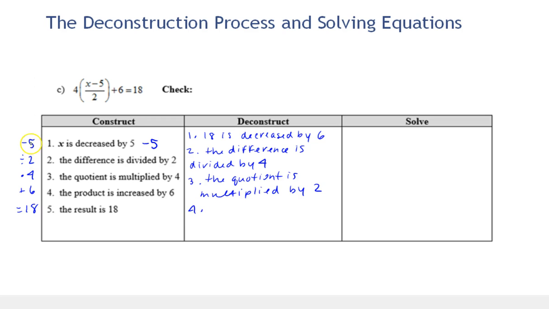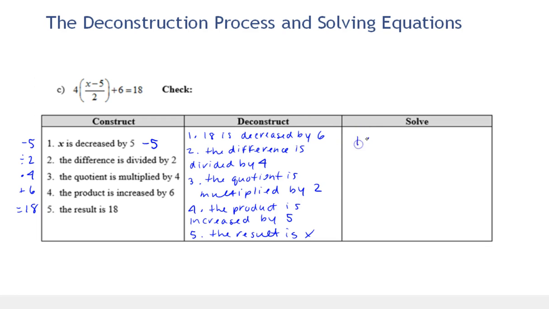And then the next step, we had decreased by 5, so we're going to increase by 5. And this was a product, so the product is increased by 5. And the result is x. So this brings us back to x. Okay. So this is a lot of steps, okay? And if there's too many steps or if it gets too complicated, you can always do the operations one at a time, but let's see if we can write this without it getting too messy.